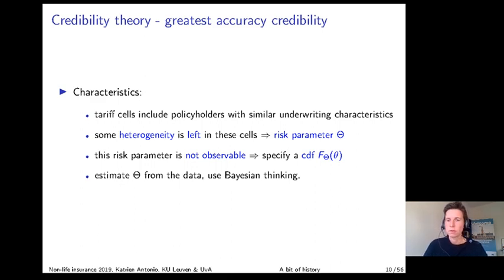To estimate this random risk parameter, we will use a conditional expectation. More specifically, the expected value of theta given the history of claims reported on the policy. Through this construction, the history of the insured will be taken into account in the a posteriori tariff, and we are applying, in fact, some Bayesian thinking in this setting.